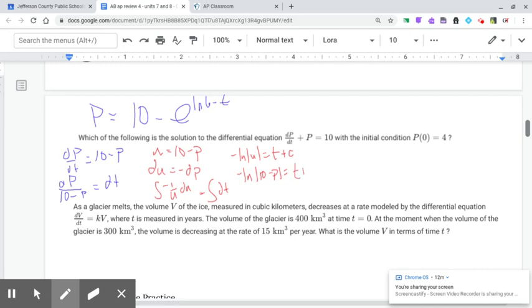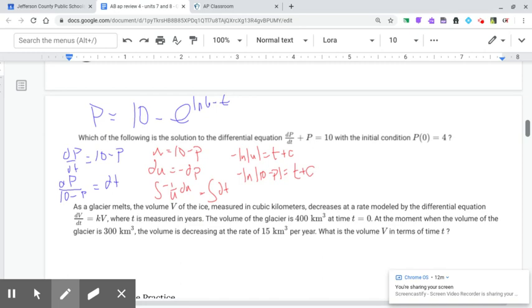equals t plus c. So that's a technique question. Did you u sub it correctly? Or did you at least interpret or consider the negative matters? You know, if it were 10 plus p, I could probably do that without u sub and it would have been fine. But 10 minus p, things are different.